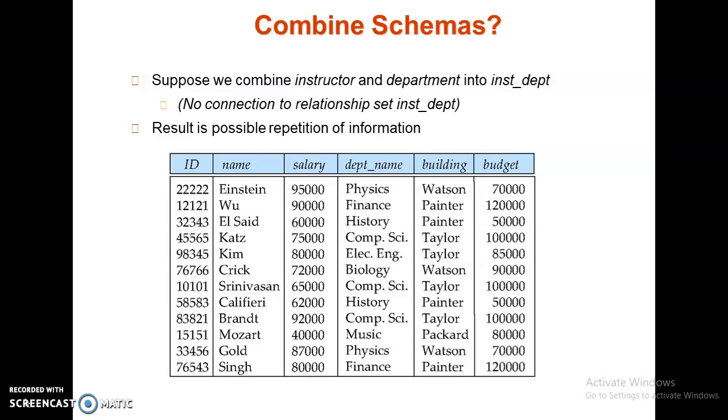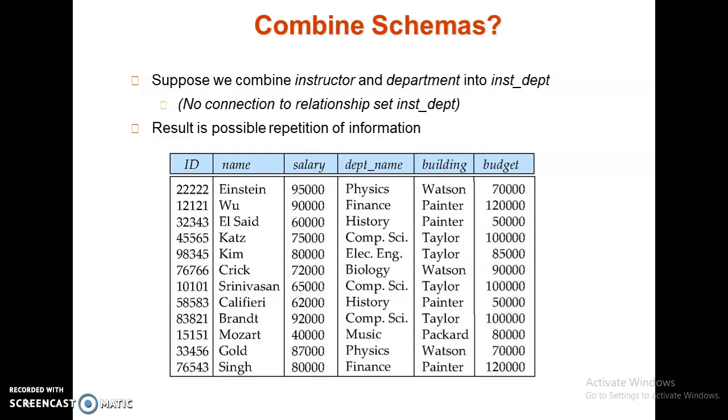Meaning to say that in the delete anomaly, if you delete some information, in turn you have to delete further more information. This is what we call a delete anomaly. And these are the major drawbacks of redundancy.